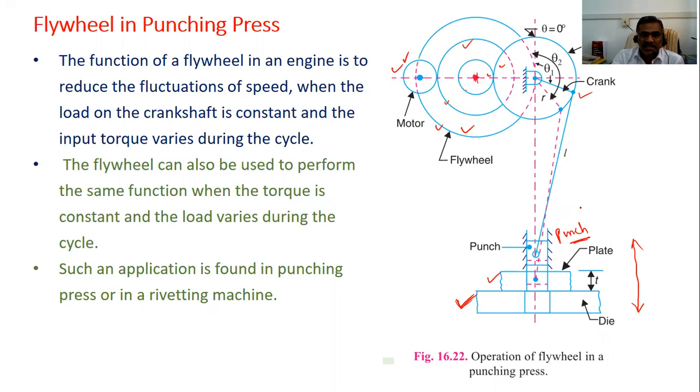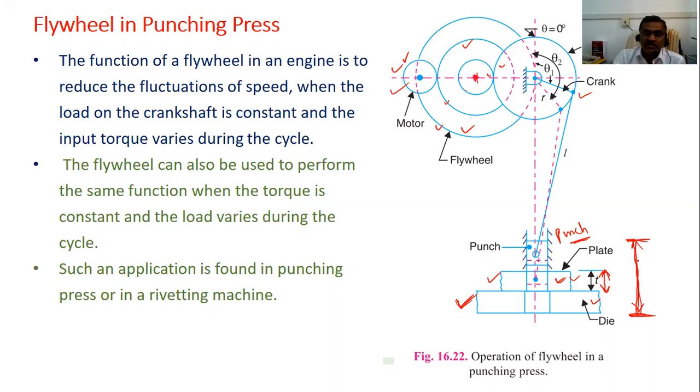For us, the challenge is that the punch is moving from this portion to this portion. This is the die, this is the plate, moving from this place to this place. While moving, it has to apply power only during this period. Because only here the plate is there, we want to make the punch in the plate. So power needs to be supplied during this portion only. But the motor will be generating power continuously.